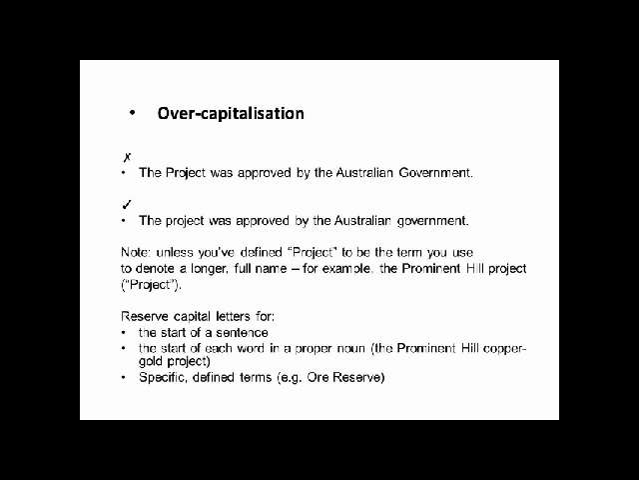So what we need to do is stick to using our capital letters for the start of a sentence and the start of each word in a proper noun. So in that example, the Prominent Hill Copper Gold Project. And of course, in some of our fields, we have specific defined terms like Ore Reserve that we have to use in capitals because that's dictated by the JORC Code or something like that. So again, just think about whether your capital letter is really necessary. There's a whole session that I could do on that.